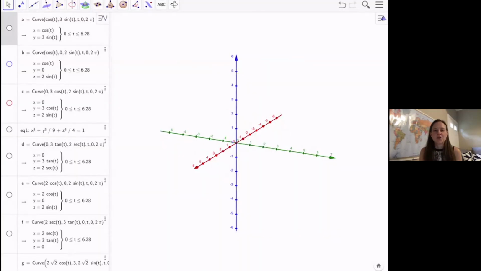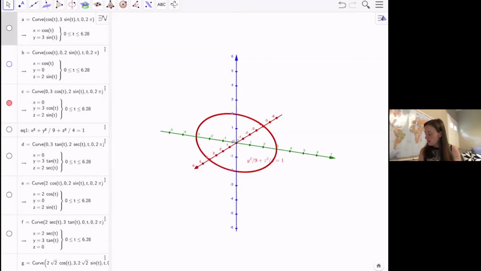Okay, so our first trace that we calculated was when we plugged in x equals 0 and we got an ellipse in the YZ plane. So I think that's this one. Yeah, so there's our ellipse in the YZ plane. And we talked about how it had a y radius of 3 and a z radius of 2, and that's exactly what that looks like.